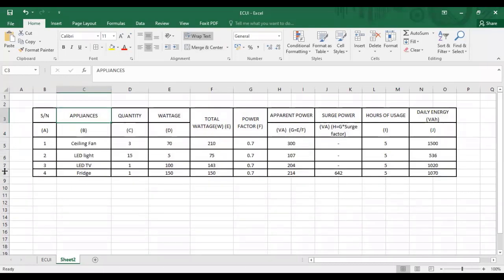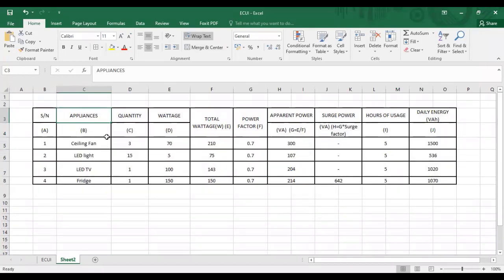We have the quantity. So I label A, B, C, D. So we have the total wattage. I have 3 ceiling fans. The wattage is 70. Total wattage is 210. That's 3 times 70. And the power factor I'm using for this device is 0.7. So I'm using 0.7 for all these devices.